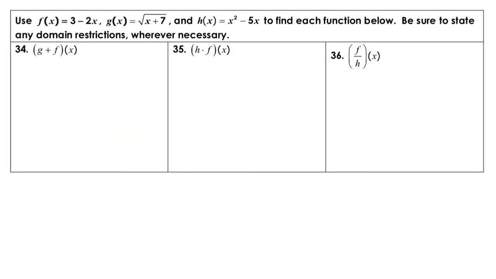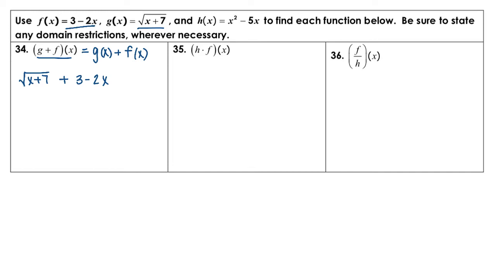Okay, the next part we're looking at our function notations, and we need to talk about any kind of domain restrictions. And so the first part here, g plus f at x. Keep in mind that notation means g at x plus f at x. So we need to find function g at x, which is going to be the square root of x plus 7. And I need to add to that function f at x, and that's going to be 3 minus 2x. So there's nothing much we can do with that. That's going to be our final answer.